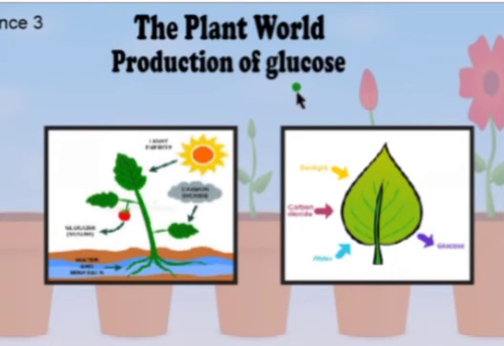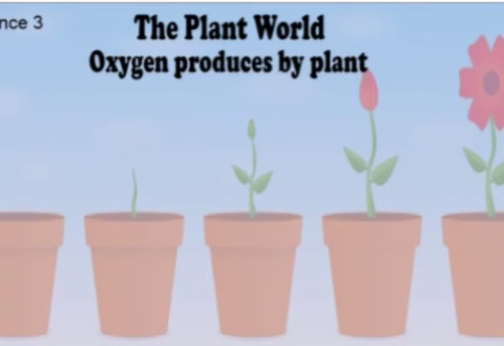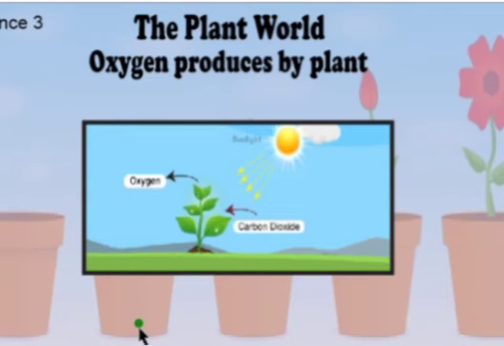Production of glucose is done when the sunlight mixes with carbon dioxide and water. That makes a type of sugar known as glucose. Oxygen is produced by the plants. As with glucose, oxygen is another product of plants. What is another product made by the plants? Oxygen is produced by the plant.